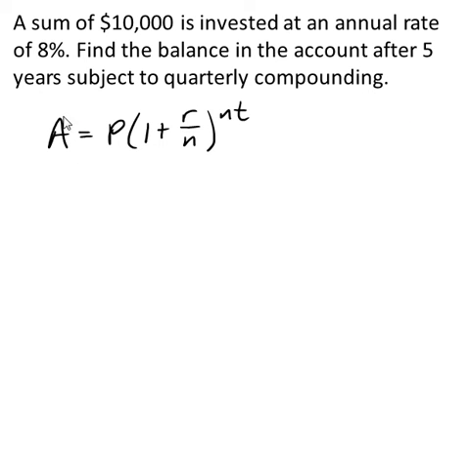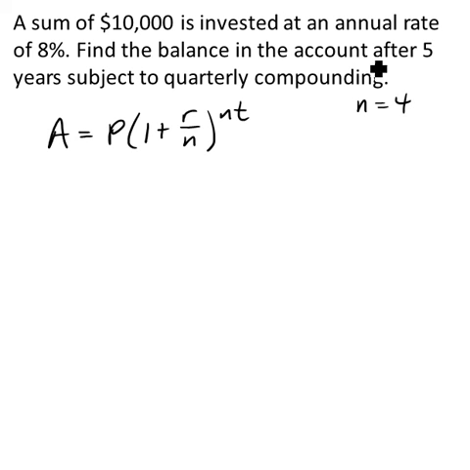So in this formula, the A is the amount that we have after a certain amount of time. P is the principal, or the original amount invested. R is the annual interest rate, written as a decimal. The N is the number of times the interest is compounded per year. And then the T is the time in years. So quarterly compounding would indicate that it's compounded 4 times per year. So the N is 4.